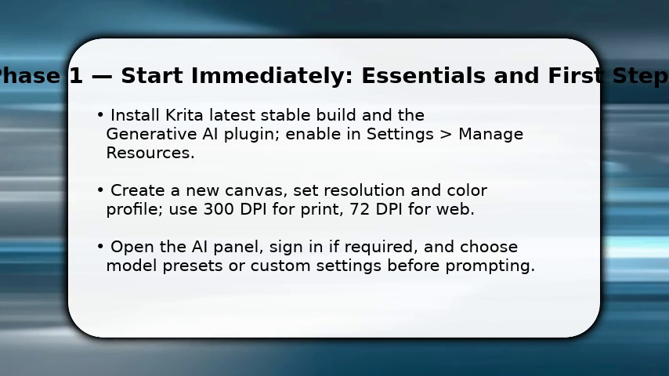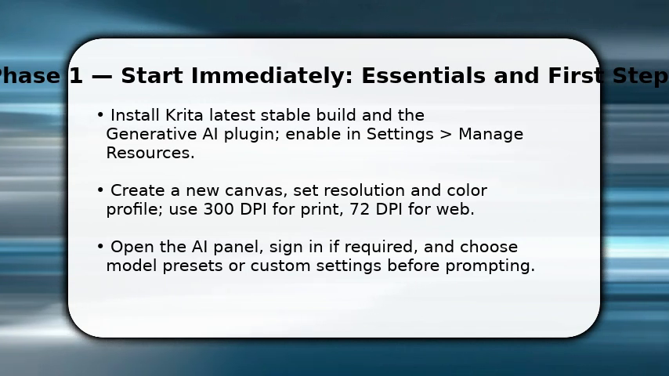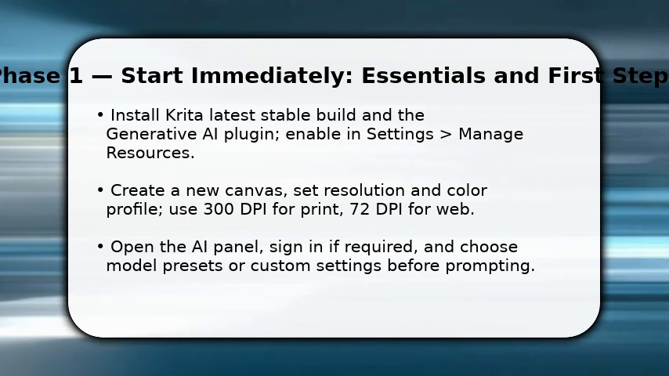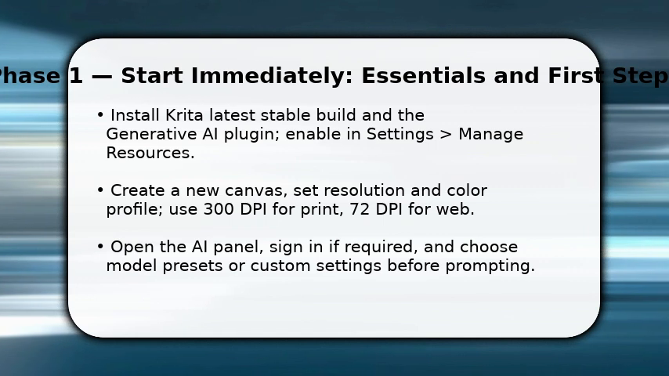Enjoy the video. You start by preparing Krita and the AI plugin so you can work without interruptions. Open a new canvas, pick resolution and color profile, 300 dpi for print, 72 for web, and then load the Generative AI panel. Once loaded, make sure the plugin is enabled in settings and any required sign-in is complete. This prevents token errors later.